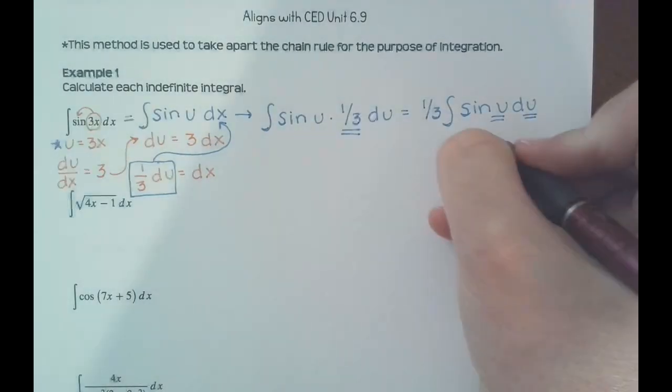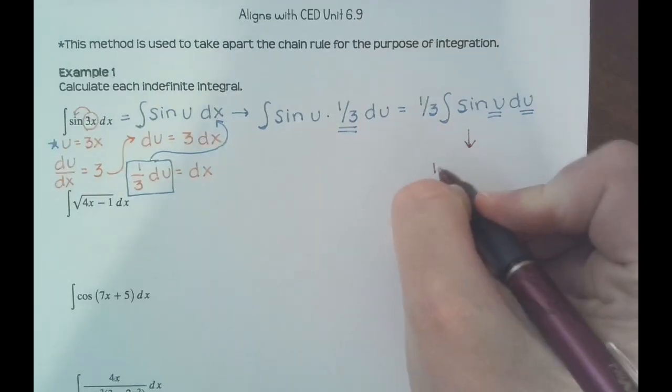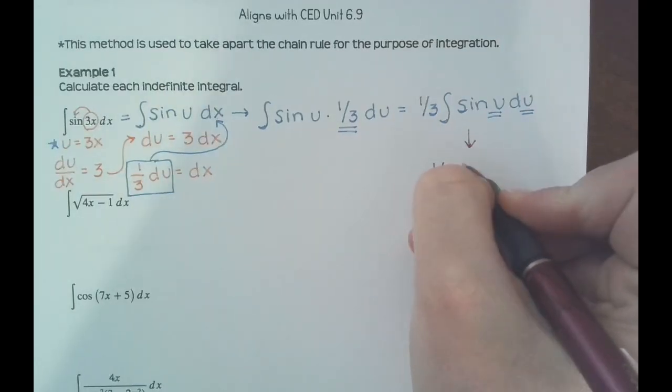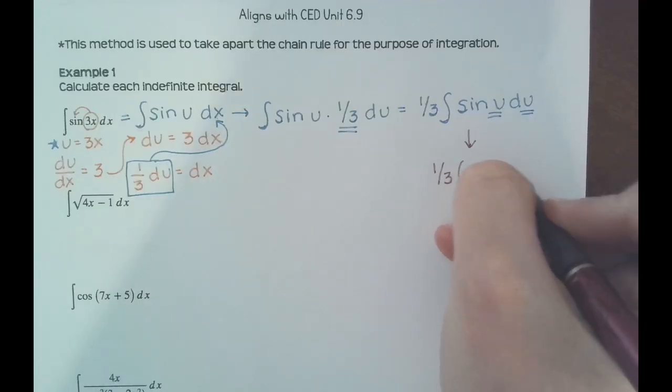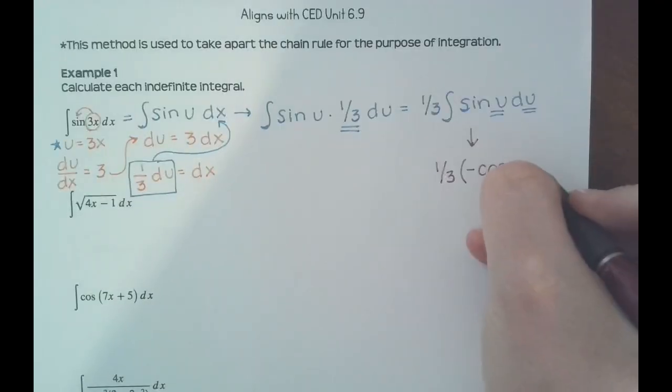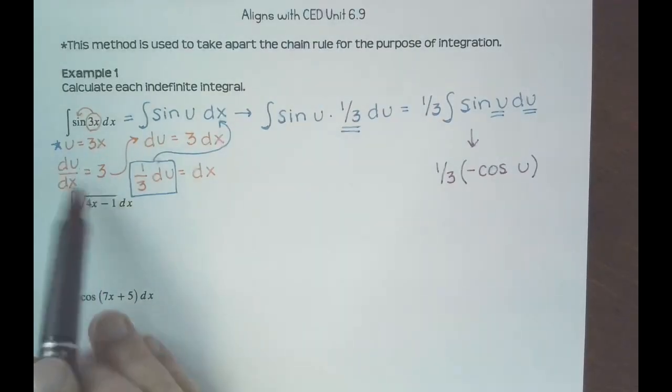Okay, so now I need an antiderivative. My antiderivative keeps the 1/3. And then I'm going to say the antiderivative of sine is negative cosine u. This would technically have a plus c, but I'm going to add that in the next step. And then the last little thing I want to do is swap this back out for x.